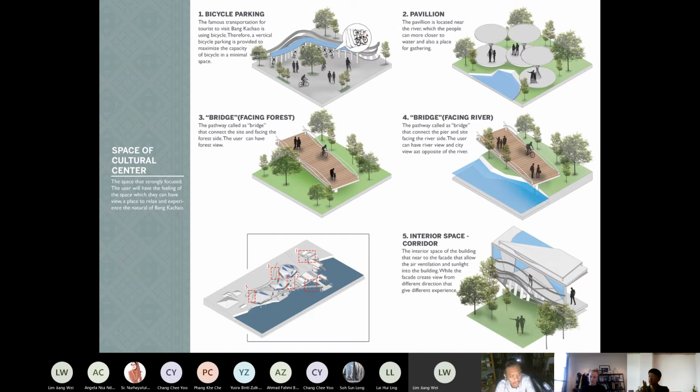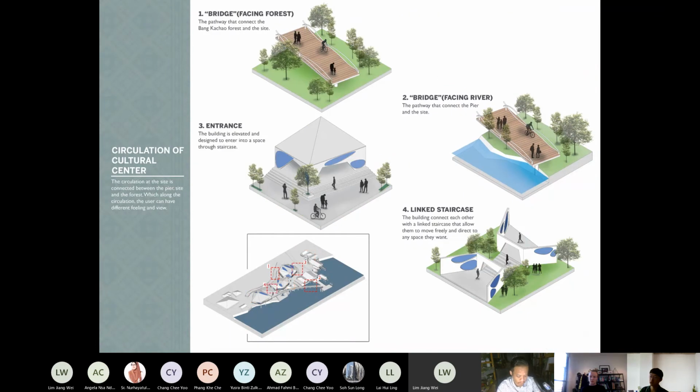The third is the bridge that is facing the forest, so on the forest side they can have a forest view. For another bridge, which is facing the river, they can have a connection from the pier to the building and also have a city view opposite the site. And then fifth is the interior space, which is the corridor. It is also intended that the facade design allows the sun and the wind in, so people can get the experience of the building.